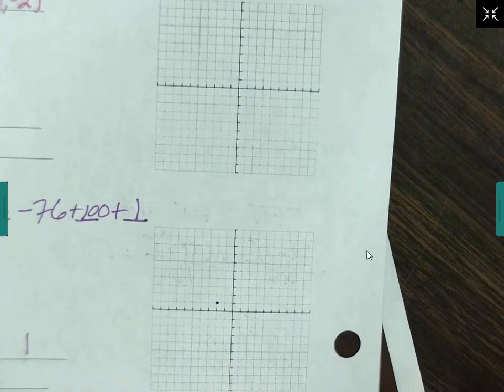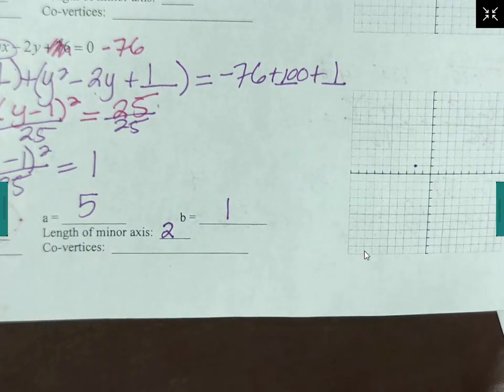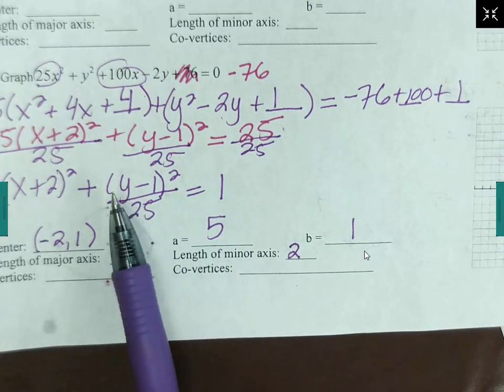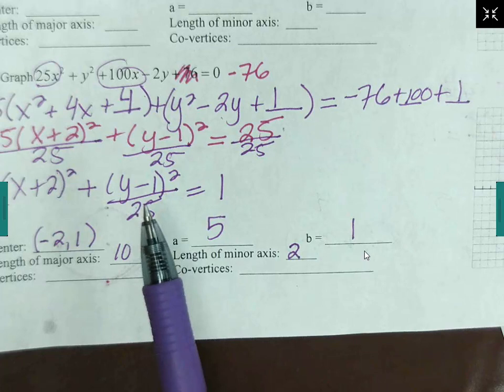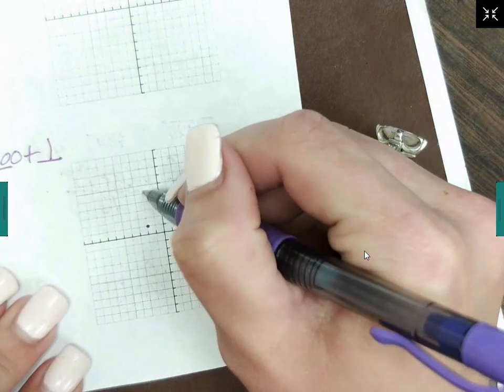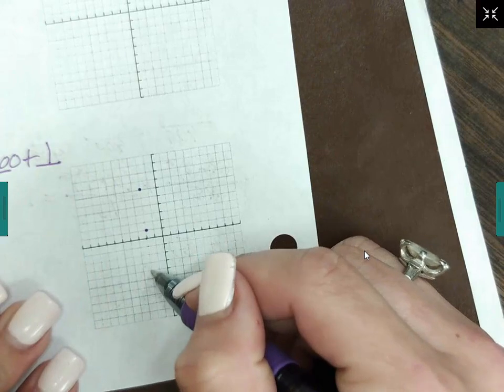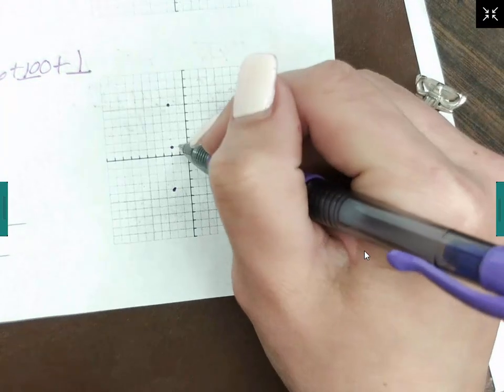Now let's graph this. We go to -2, 1. And then, are we going to go up and down 5 or right and left 5, Patricia? Why? The Y is up and down, right? So that's why it's up and down 5. But do you see that? Okay. So we go up 5, 1, 2, 3, 4, 5, and then we go down 5, okay? 1, 2, 3, 4, 5. How many do we go right and left? 1 right and 1 left.